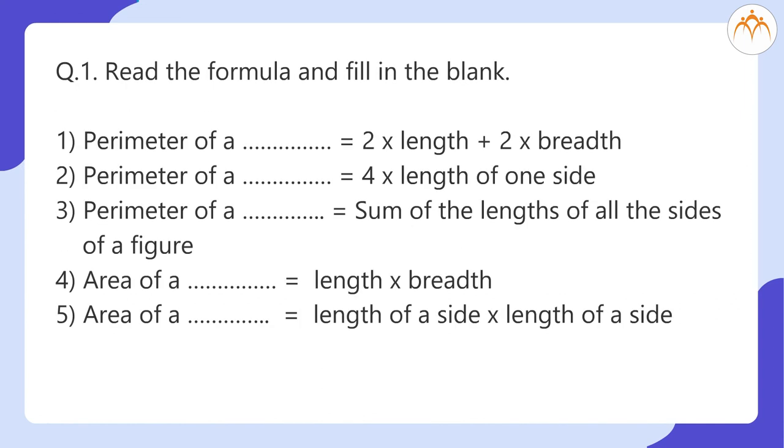Exercise. Question 1. Read the formula and fill in the blank. 1. Perimeter of a dash is equal to 2 multiplied by length plus 2 multiplied by breadth. Number 2. Perimeter of a dash is equal to 4 multiplied by length of one side. Number 3. Perimeter of a dash is equal to sum of the lengths of all the sides of a figure. 4. Area of a dash is equal to length multiplied by breadth. Number 5. Area of a dash is equal to length of a side multiplied by length of a side.